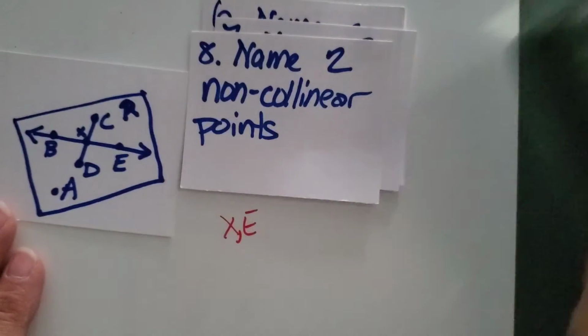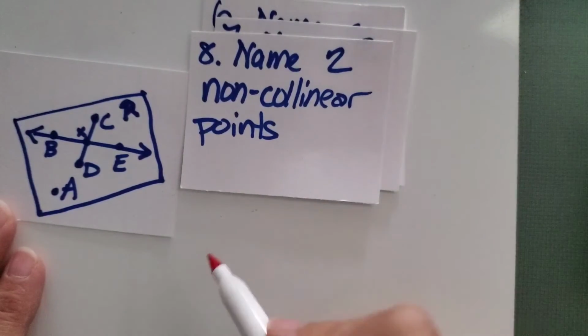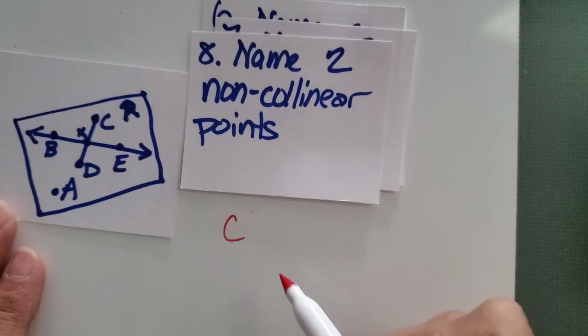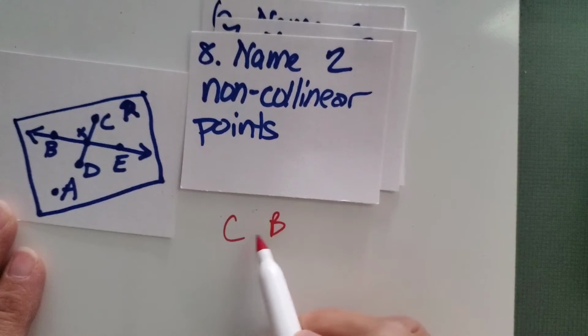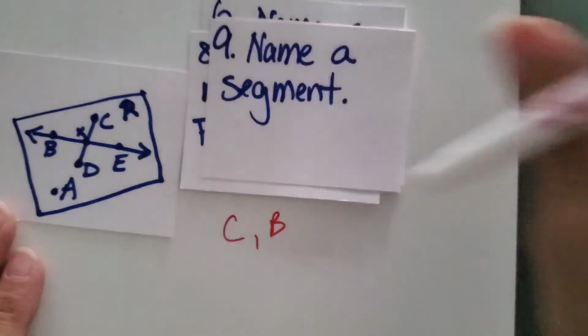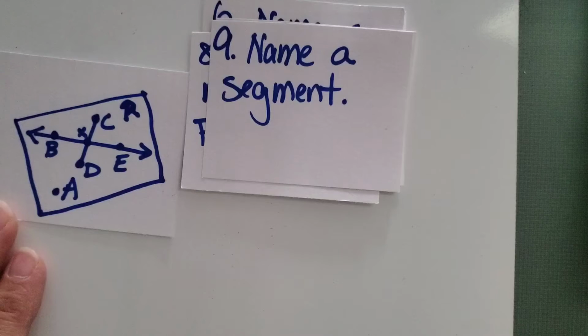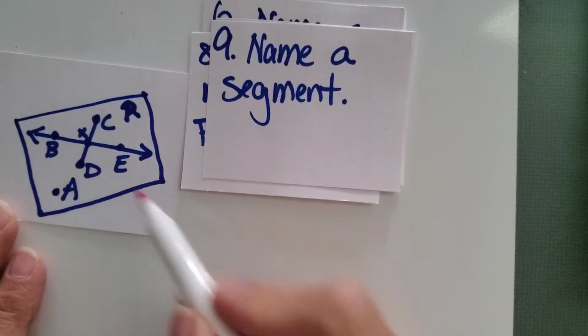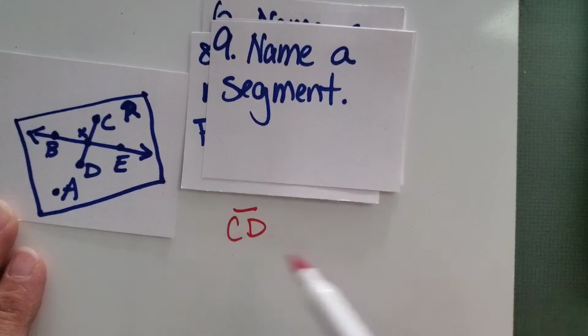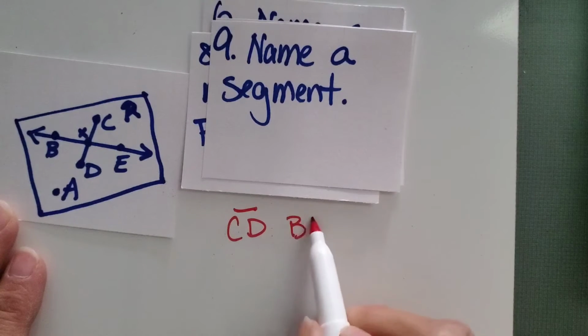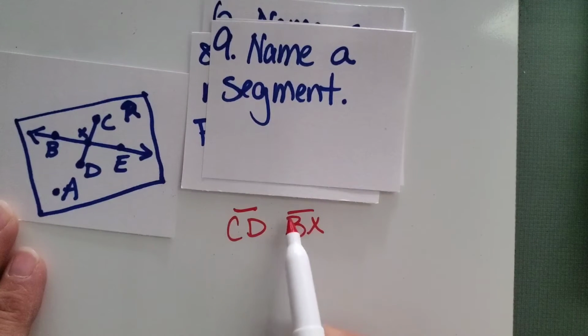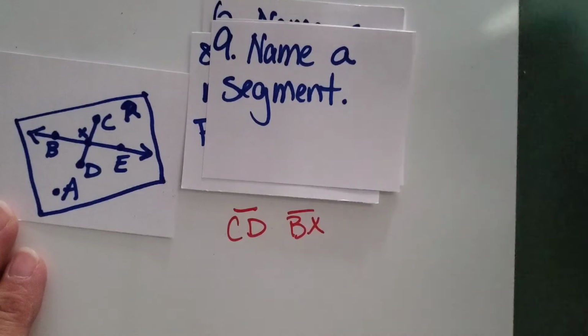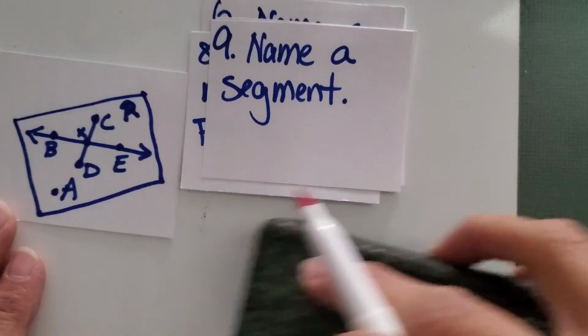So now it says name two non-collinear points. So I'll name one from this segment, C, and then one from that one, I'll name B. So those are two non-collinear points, meaning they aren't on the same line. And finally, name a segment. So we can tell that's a segment by the endpoints. I could say CD, but you could also refer to BX as a segment or XE. As long as you write the segment bar above it, you're talking about that part of the line. So there were lots of options there. All right, let's see what's next.